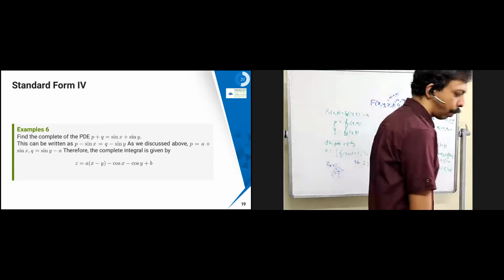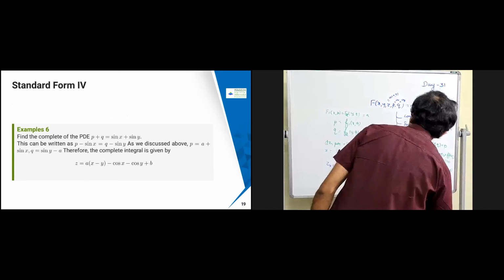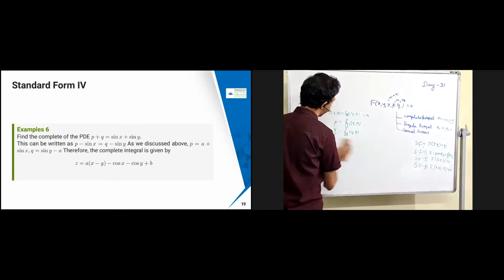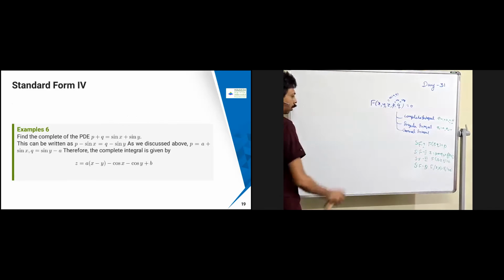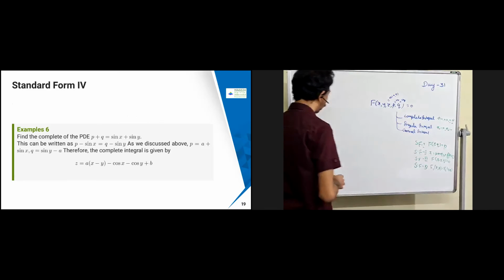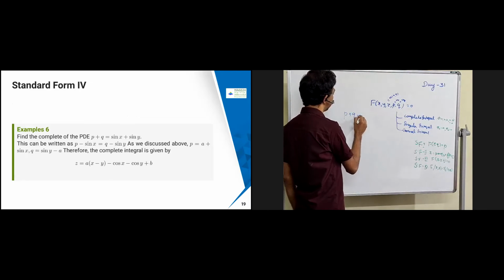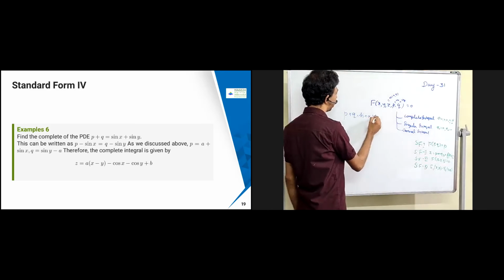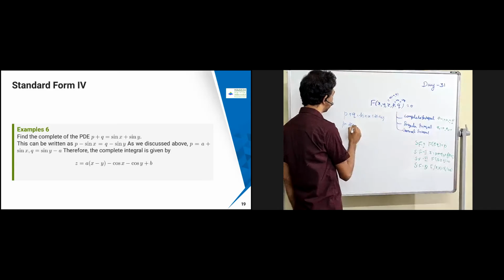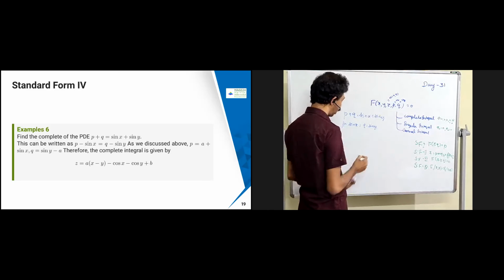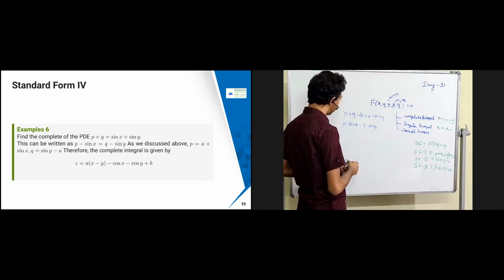So let's see some simple problem once again. p plus q equal to sin x plus sin y. So I can just bring that over here: p minus sin x equal to sin y minus q. So this is of this form.